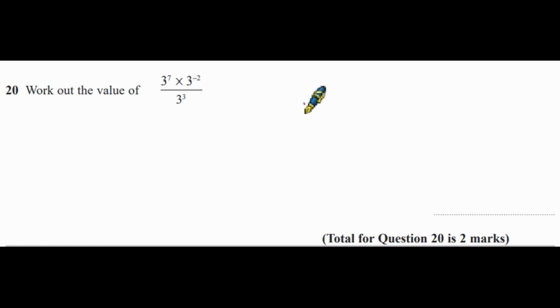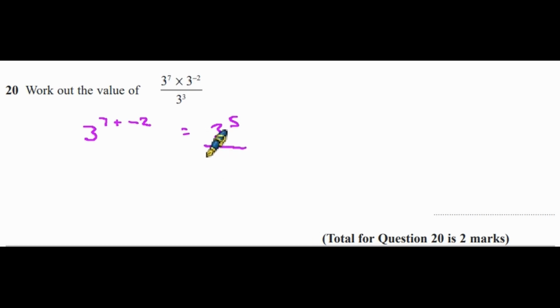Question 20. Work out the value of 3 to the power 7 times 3 to the power minus 2 divided by 3 to the power 3. Well, we're looking at laws of indices here. So let's look at the top line of this equation first. We have 3 to the power 7 times 3 to the minus 2. When we are multiplying the same number with different powers, the laws of indices say we add the powers together. So the top line can be rewritten 3 to the power 7 plus minus 2. We combine the powers. 7 plus minus 2 is 3 to the power 5.